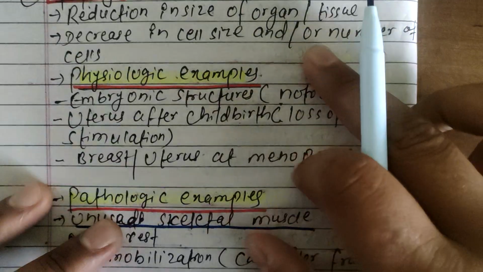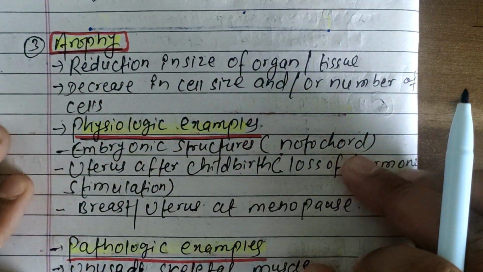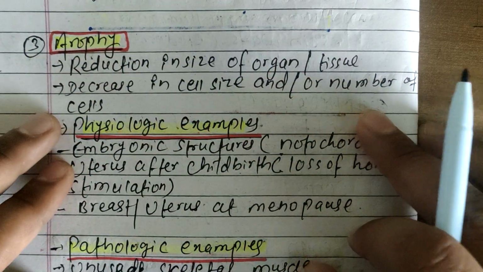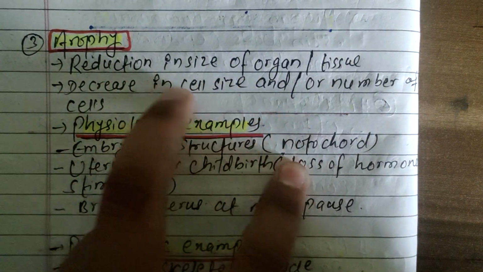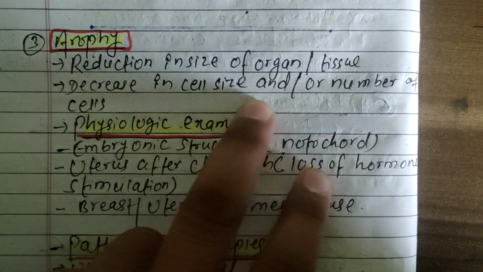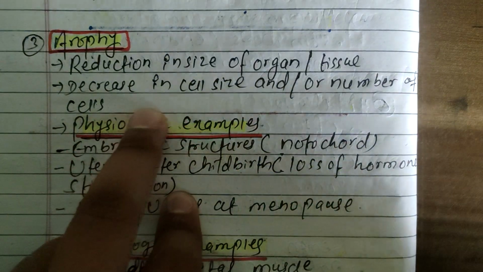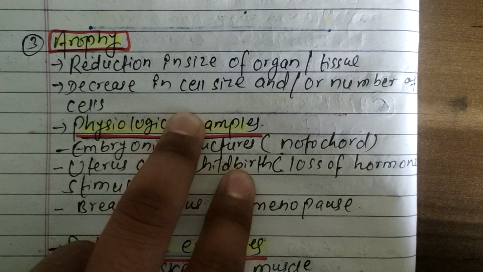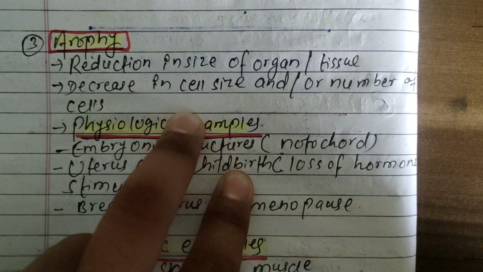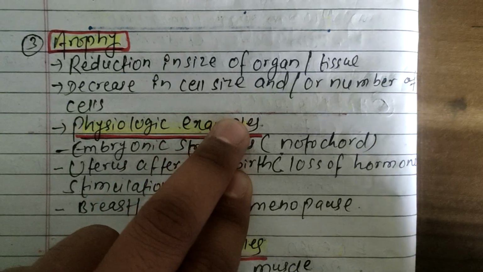Atrophy is the reduction in the size of an organ or tissue. There is a decrease in the cell size or the number of cells, or both.